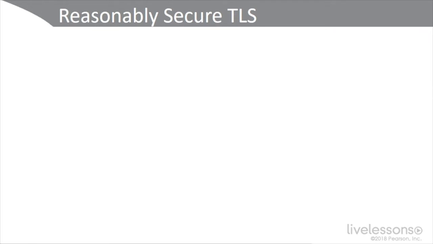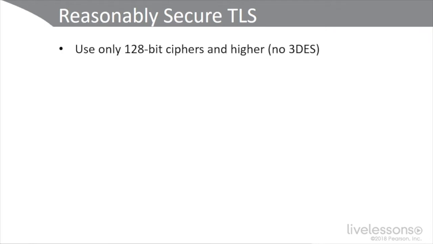This is one of the most important things I'm going to show you in this part of the training series, and TLS is used so much on the internet. I want to present to you what's called reasonably secure TLS. These are some great things to know for the exam, but also for the real world. So let's start off with the ciphers, okay? Let's only use 128-bit ciphers and higher, which means no triple DES, no 3DES.